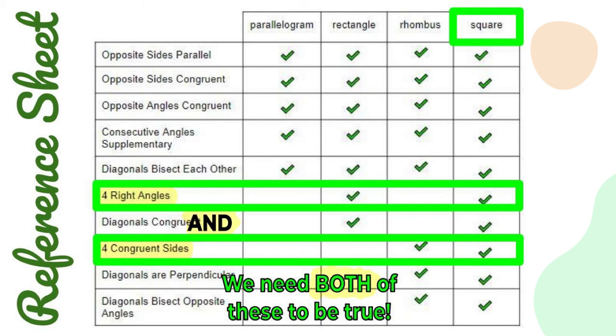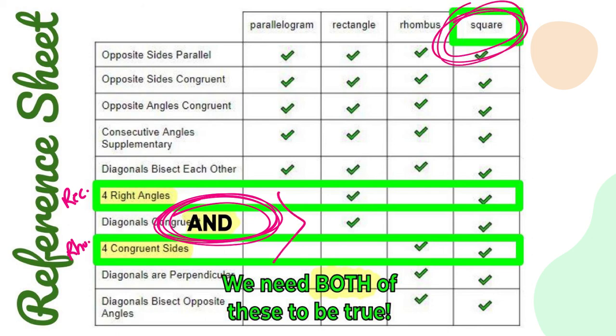Finally, the last shape that I'm looking at is a square. When I am dealing with a square, I know that I have 4 right angles and I have 4 congruent sides. This "and" is very important. If you don't know both of these things, 4 right angles only tells me that I have a rectangle. 4 congruent sides only tells me that I have a rhombus. Together, they tell me that I have a square.